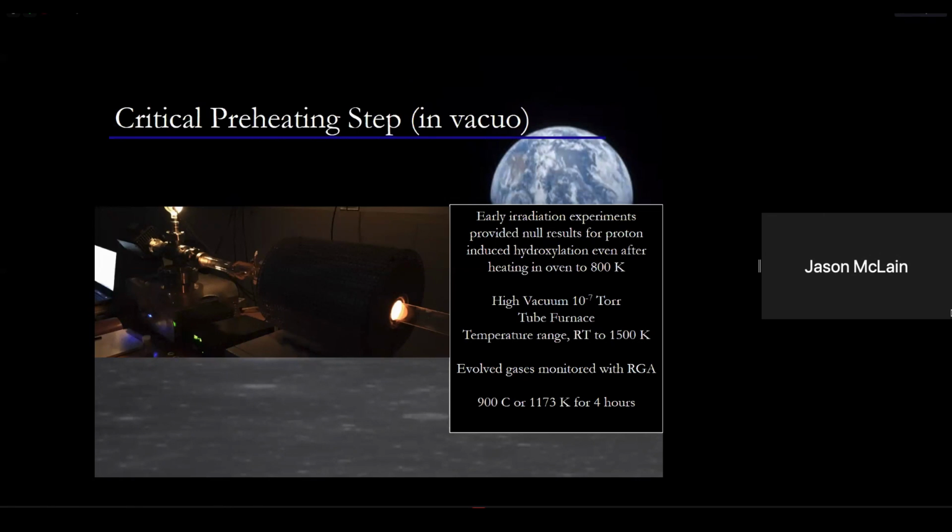And another thing that was important here was we were not able to do this all in situ. So we had to remove the samples and put them in the spectrometer. So being able to do that without the contamination of the terrestrial water was really important. So here, this critical heating step, we were able to remove most of the water, and then we had time to move the sample around without worrying about terrestrial water rehydroxylating the sample.